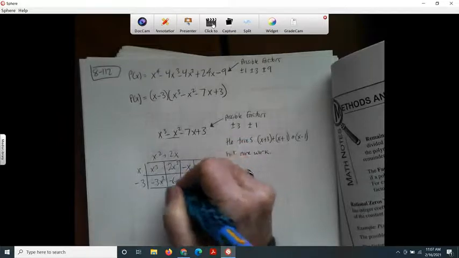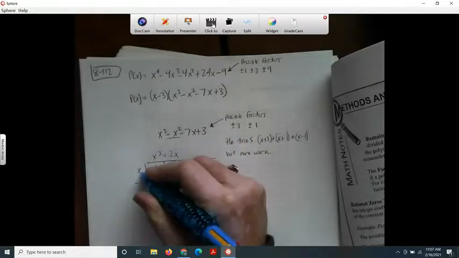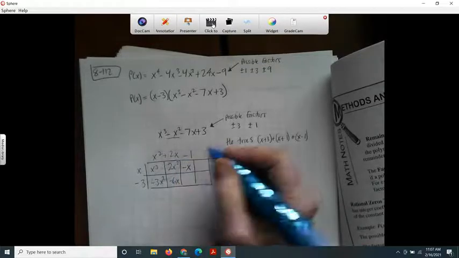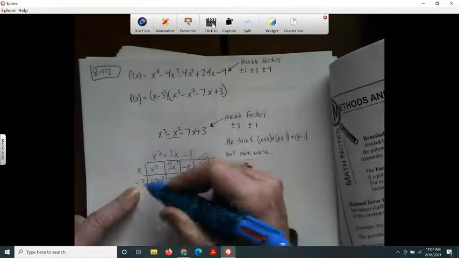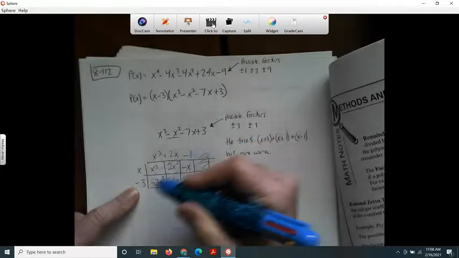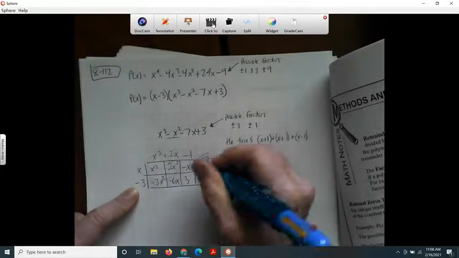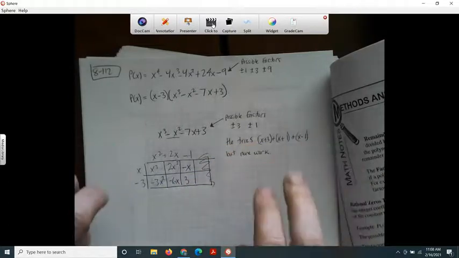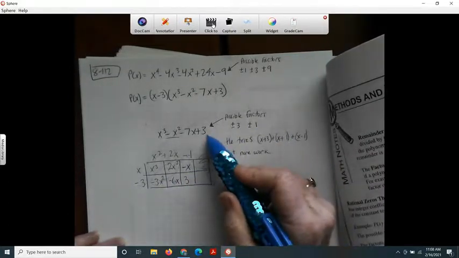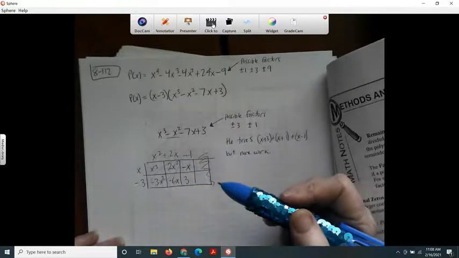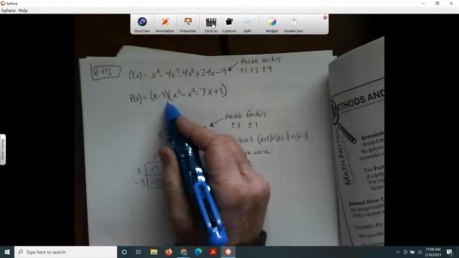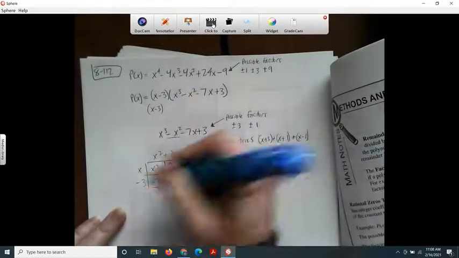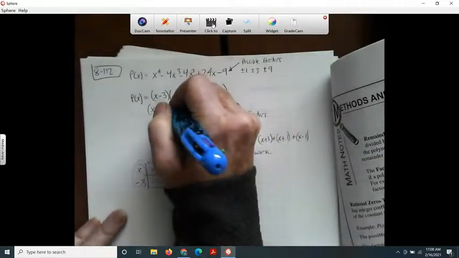And -1 times, see, I made my box too far. -1 times -3 is 3. So see, this went in evenly because we ended up with our 3. So now we can rewrite it again as this x minus 3, that's that one. And then we've got this other x minus 3. And then we've got this x squared plus 2x minus 1.